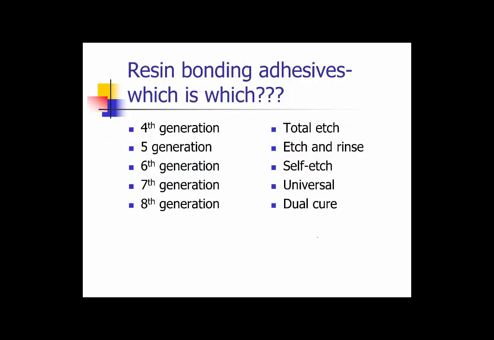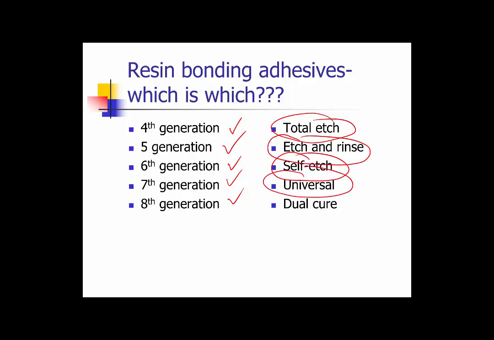And then our resin bonding adhesive, which is which? Are you using a fourth generation, a fifth generation, a sixth generation, or a seventh or eighth generation? Are you using a total etch technique, an etch and rinse technique, a self-etch technique? Are you using a universal adhesive or using it in a dual cure format? It's different from product to product.